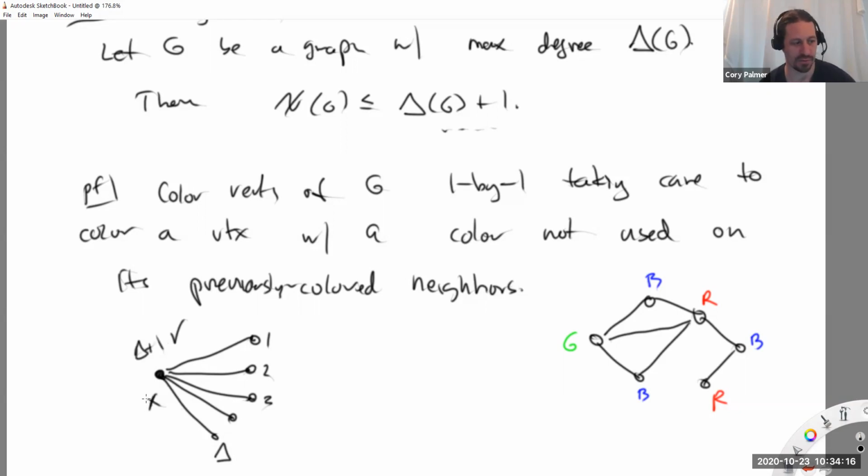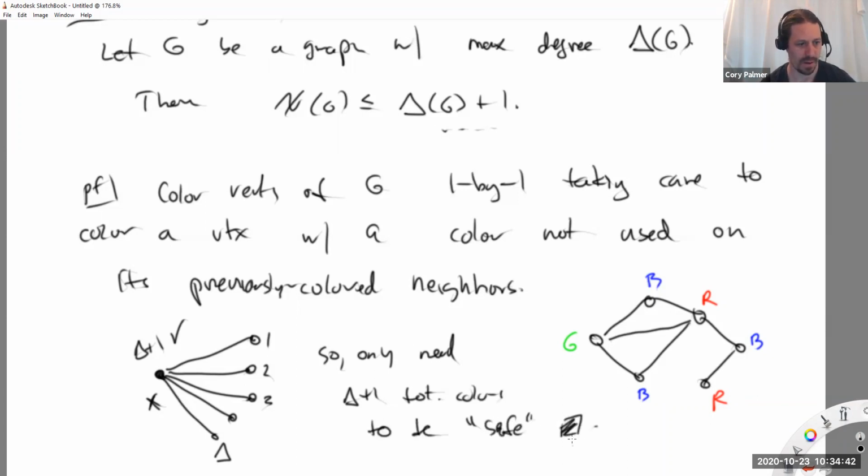And actually in general, when I'm at a vertex, as long as I have the degree of that vertex plus one colors in my palette, I can safely color it. But of course there are vertices of max degree, so we only need delta plus one total colors to be safe, okay? And that proves the theorem. So this is handy. Max degree plus one is always an upper bound on the number of colors.